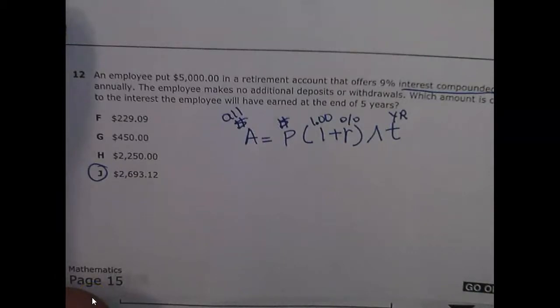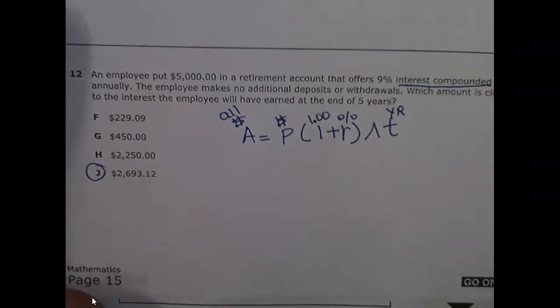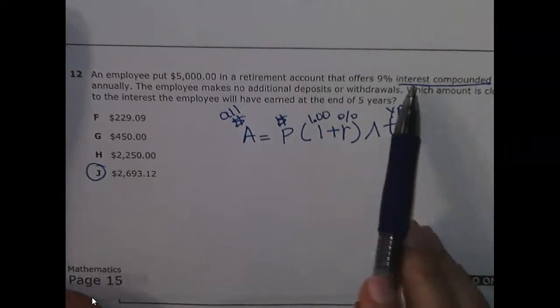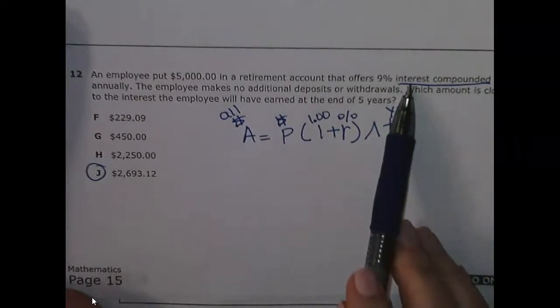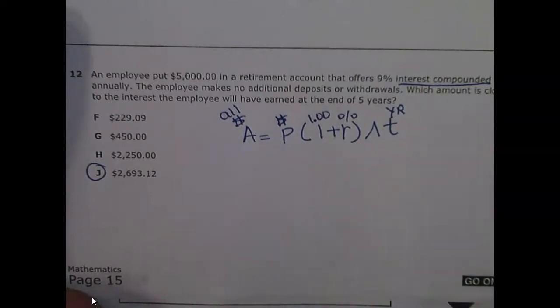Alrighty, so here's question 12. You got $5,000 retirement, 9% compound interest. The employee makes no additional deposit withdrawals. Which amount's closest to the interest you can take home in 5 years? Now, what do you remember about all that interest besides the fact it was hard? That's what I remember too. Don't you think compound interest would be important? Where do you think I got this fancy formula from? Yep, the formula chart. It's on the bottom.